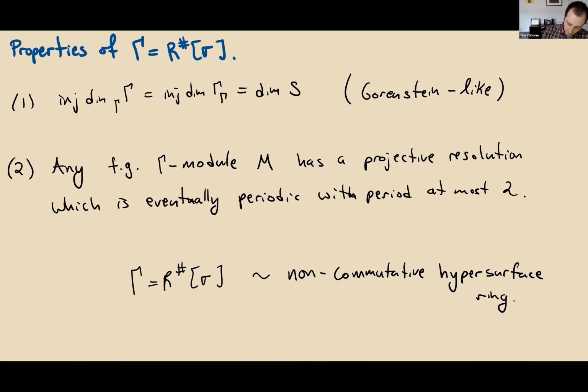And it doesn't matter what D is, you still get periodicity of period at most 2. So even if D is large, the periodic thing that's happening is still period 2, which I also found interesting.